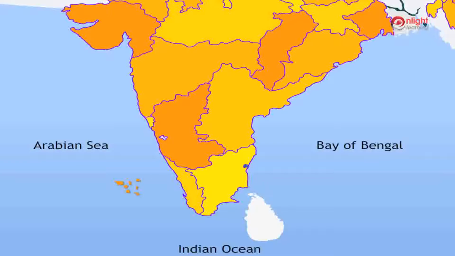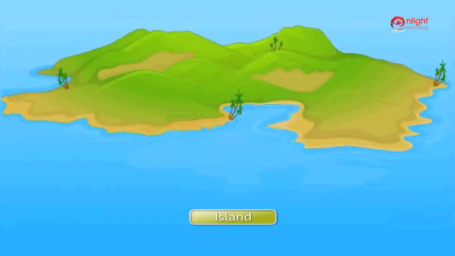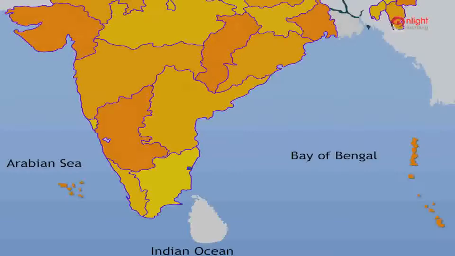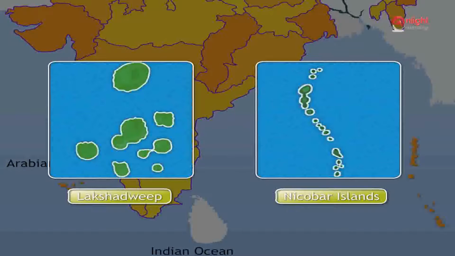Now let's look at some landforms that are completely surrounded by water. Island. An island is a piece of land that is completely surrounded by water on all sides. You will find the Lakshadweep Islands in the Arabian Sea and the Andaman and Nicobar Islands in the Bay of Bengal. Although these islands are in the sea, they are also part of our country.